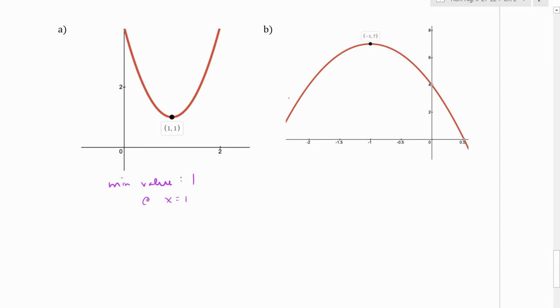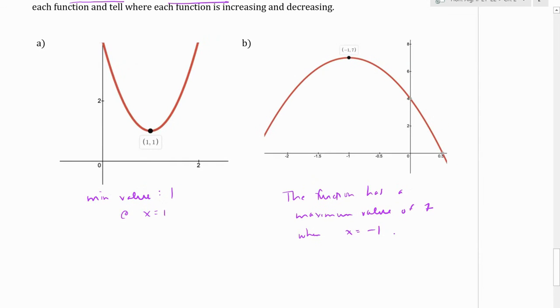Now this parabola tops out. So let's write the whole sentence. The function has a maximum value of 7 when or at x equals -1. So again, if they said when's the minimum or maximum, or what's the minimum or maximum value, it's always going to be the y value. And you just tell them at what x that happens.